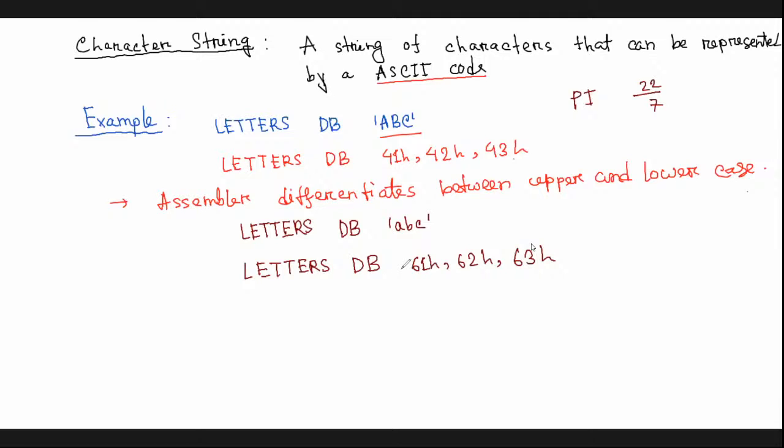So if you want to assign a constant value, something like pi, and in assembly programming there are also many constant values, that is for programming convenience. So there are many constant values. Let's see how we can assign a constant value.